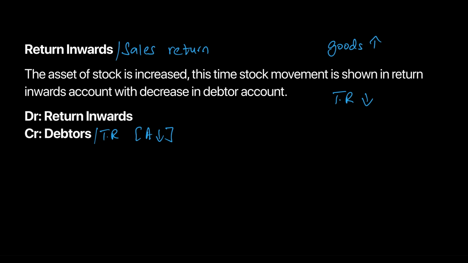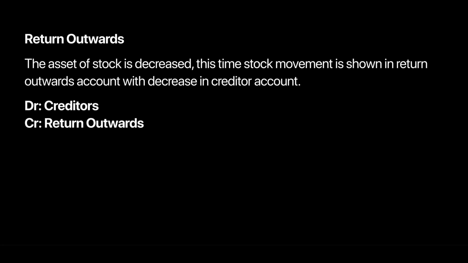Okay, now the last one we should discuss is return outwards. Now, what happens in return outwards? That the firm would return goods to suppliers. So, over here, we are returning some of the goods to our supplier. So, I can say that the stock of goods should decrease from our warehouse since we're sending back some of that good. So, goods again was our asset. So, I can say return outwards should be credit.